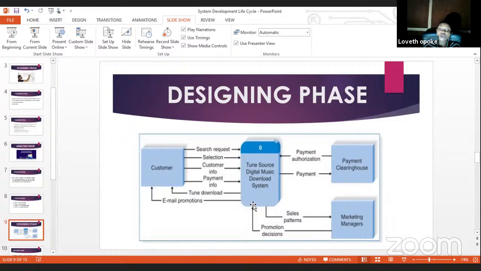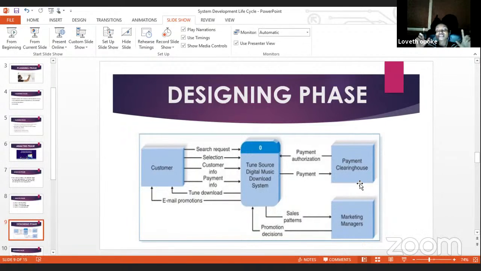Then look at this arrow. The system should be enabled to download the music to the customer and do email promotion. Maybe the reason for this email promotion is that at the end of the year, they should be able to know the customer that downloaded the highest music on their site, and maybe there's a reward for them. You can see the payments clearinghouse. The payments clearinghouse should enable payment authorization to the system, and the system should pay to the payments clearinghouse.